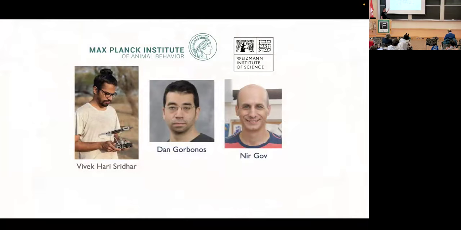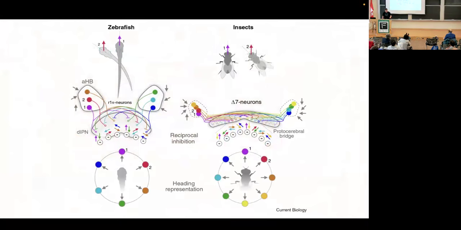And before I go further, I want to thank Vivek, who's a PhD student with me this year, who's starting a faculty position at University of Washington. Dan, who's a black hole physicist who I've converted to a biologist, he's done the analytic theory. And Nir Gov, a collaborator at the Weizmann, when I was on sabbatical there, we came up with some of these ideas and realized there's connections among all of these different systems.